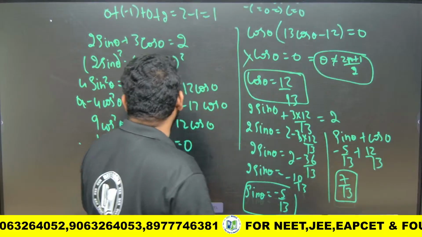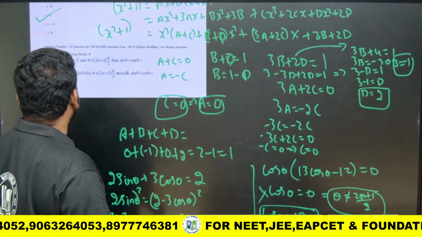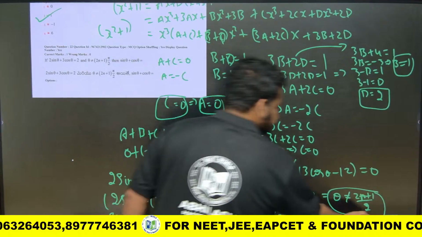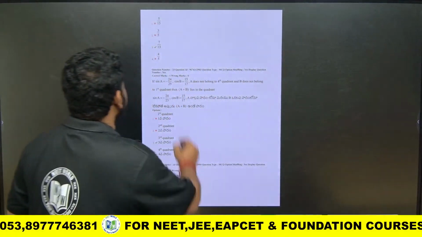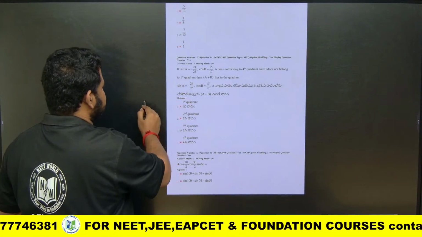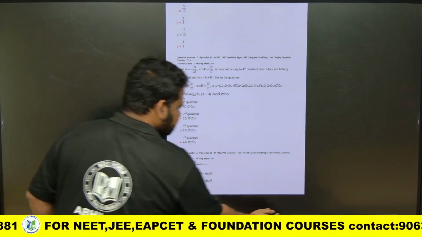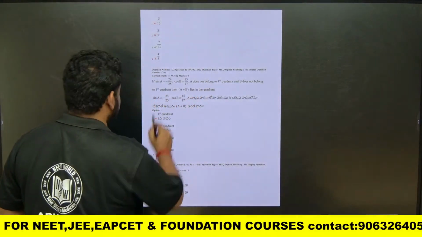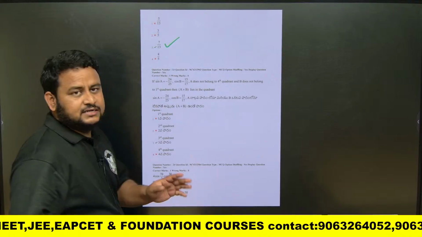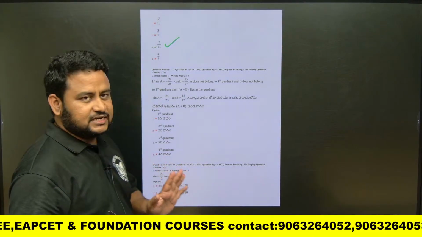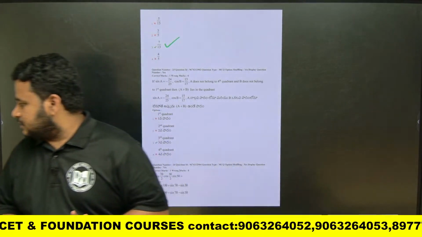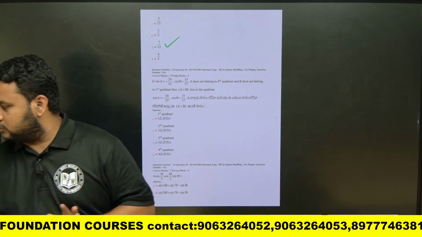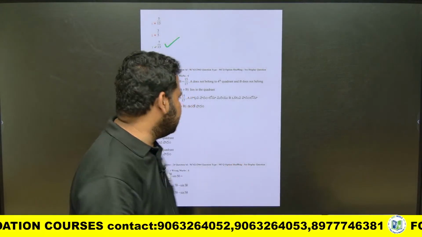Let us look at the options. 7 by 13, that is option 3. Option 3 is the right answer, friends. I hope it is clear to all of you. Let us move to the next question, friends.